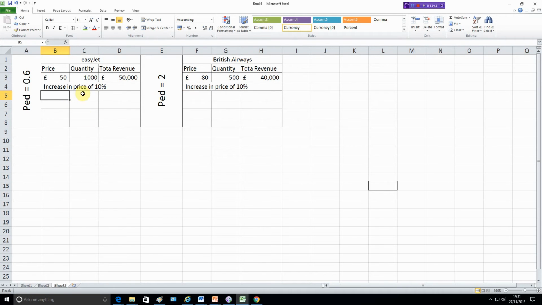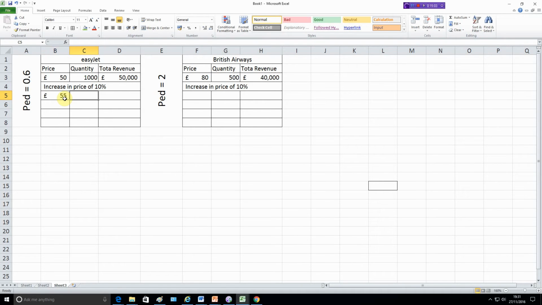Now, when the price has increased by 10% for EasyJet from 50, what would be the new price? If it increased by 10%. Yes. So the new price would be £55. £55, yeah.